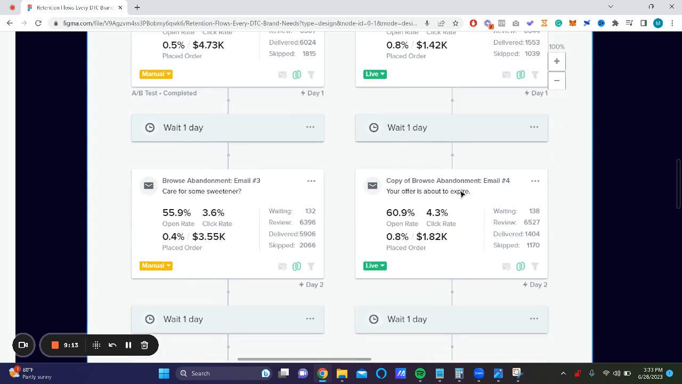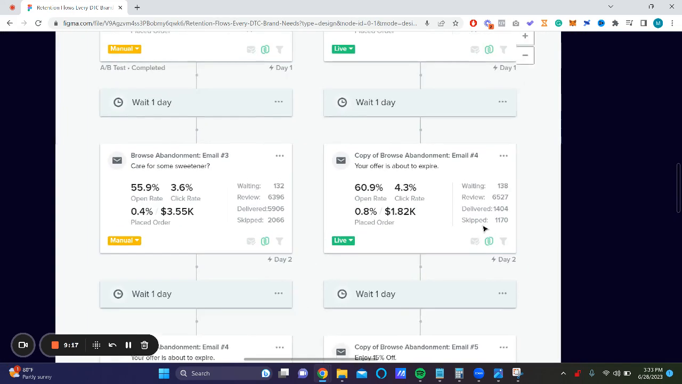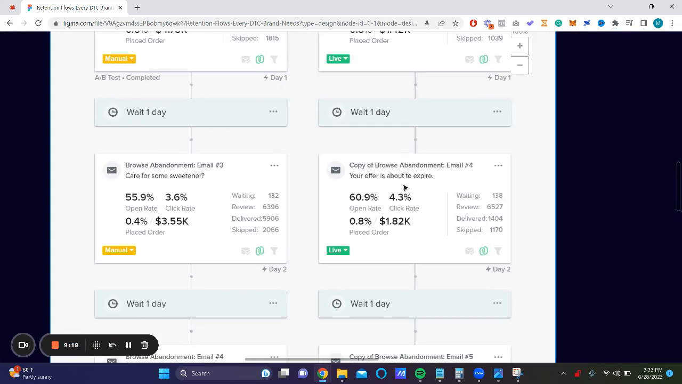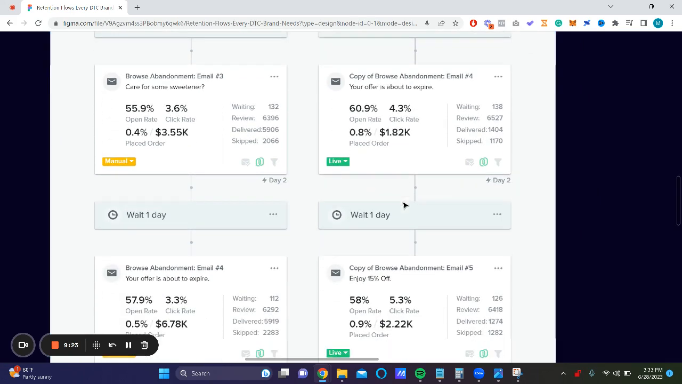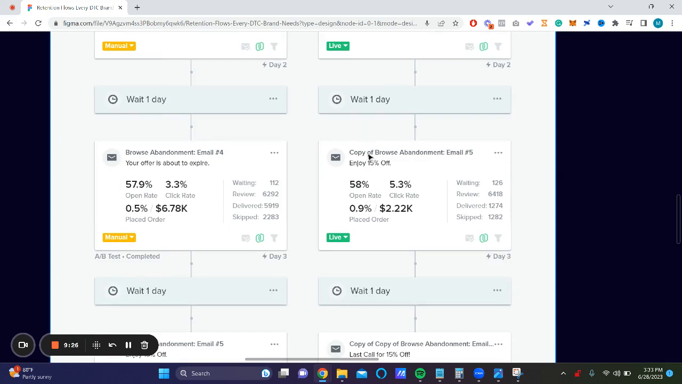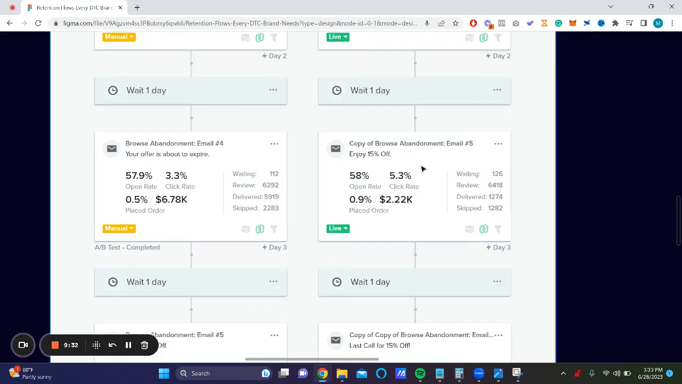And again, throughout this entire process, you want to be A/B testing different subject lines, etc. So especially towards the top of the flow. So this one is 10% off plus urgency. It's about to expire. And then if they don't buy after 24 hours, this one right here, basically their offer expires. You follow up here, enjoy 15% off.